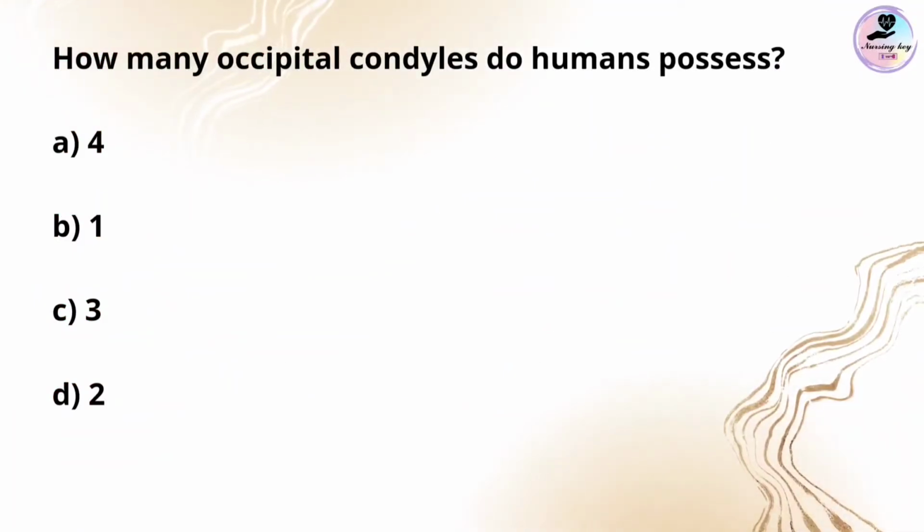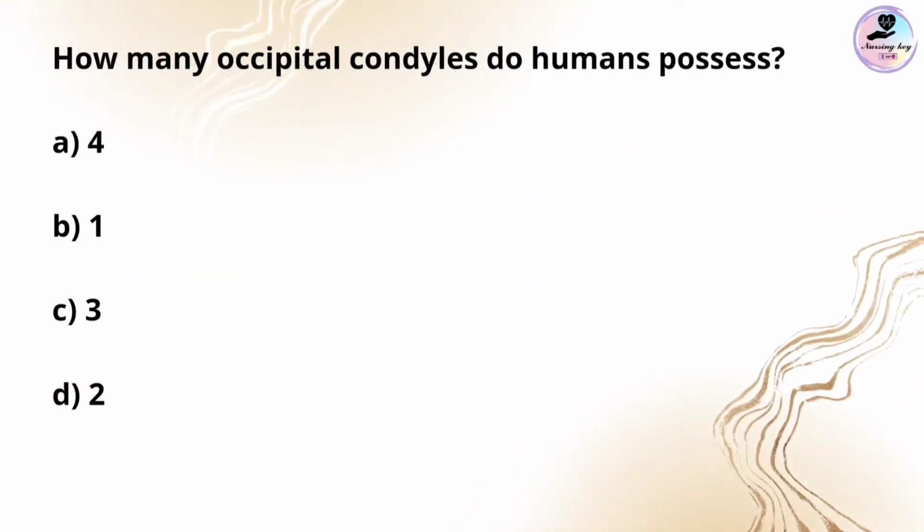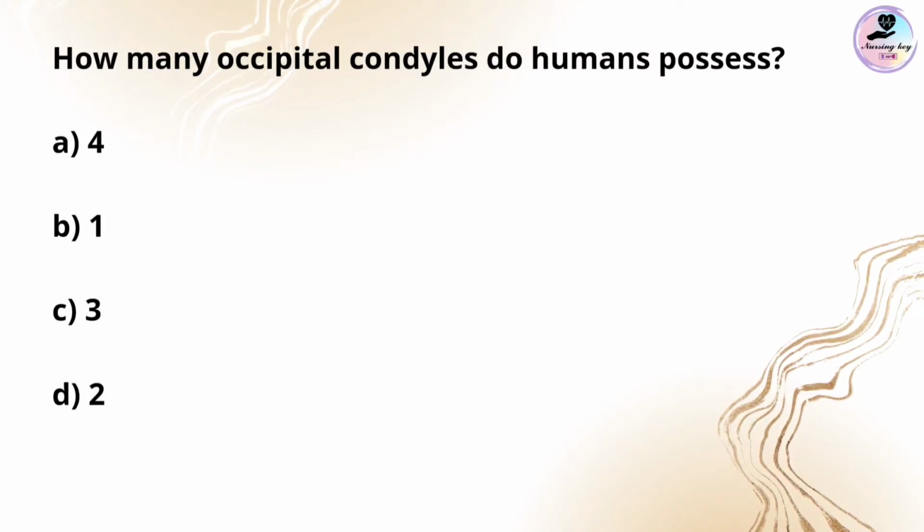Next question is, how many occipital condyles do humans possess? A. 4, B. 1, C. 3, D. 2.